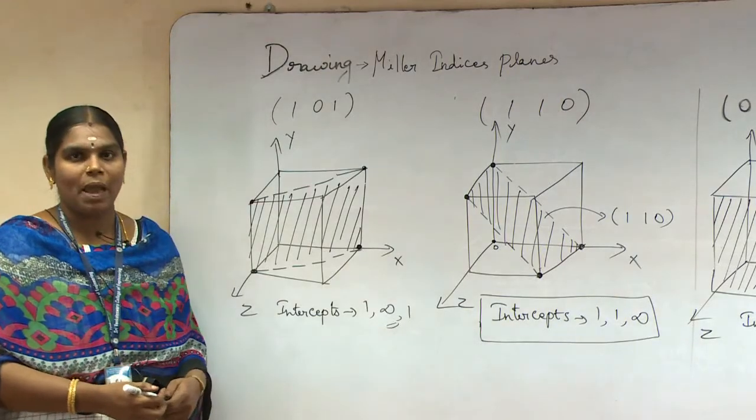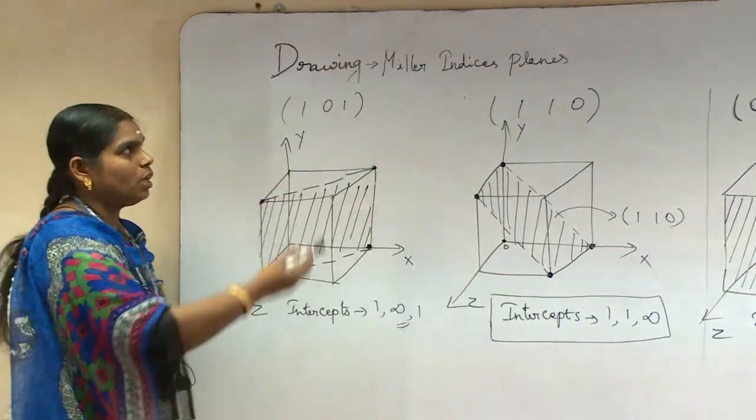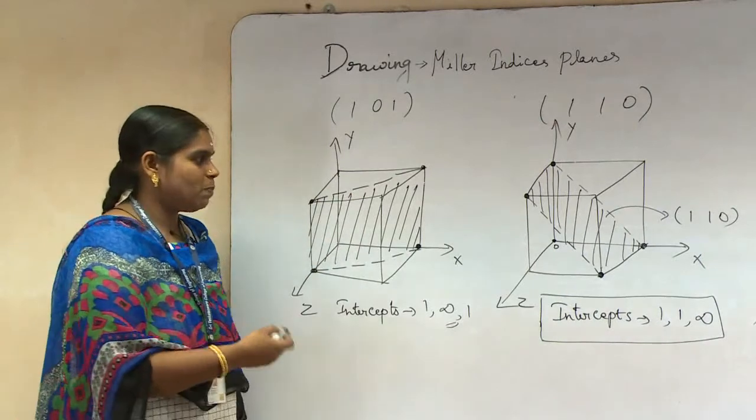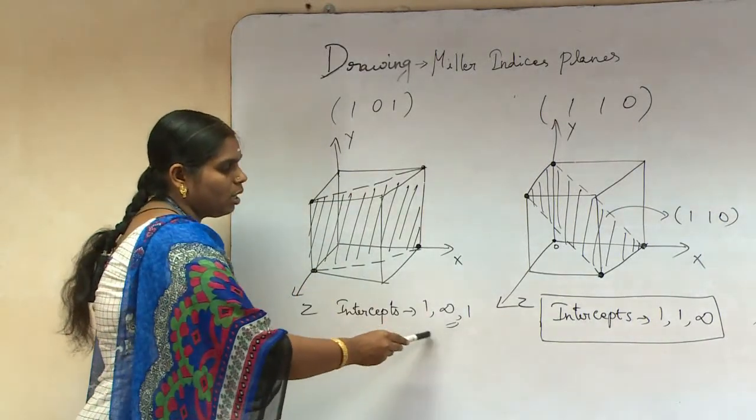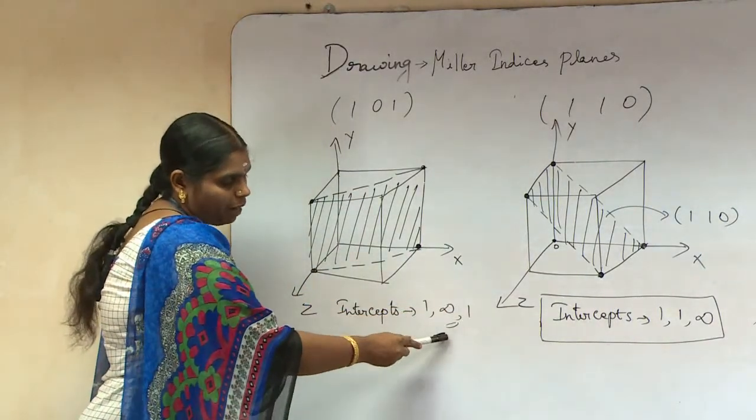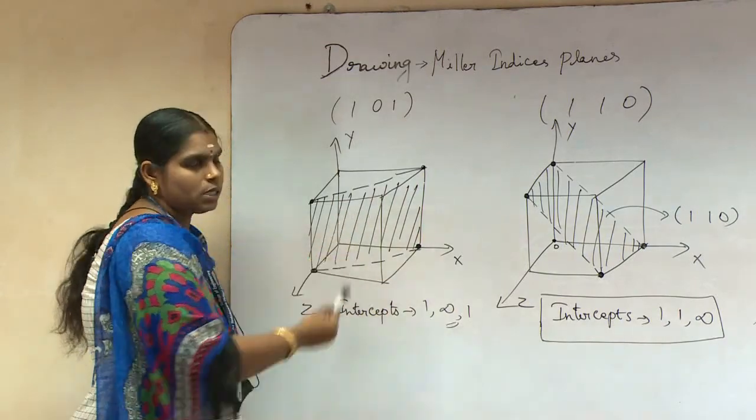Practice makes the man perfect. So when using different Miller indices, we can just practice with different Miller indices, find the intercepts, and draw these planes.